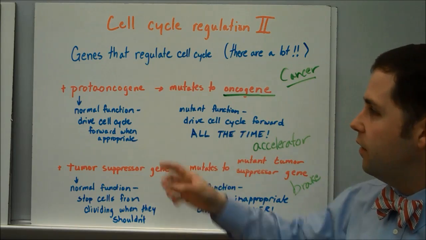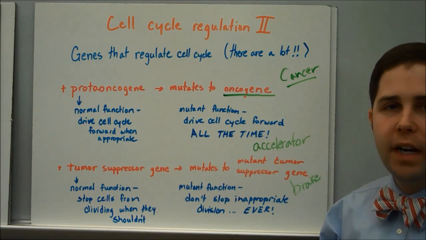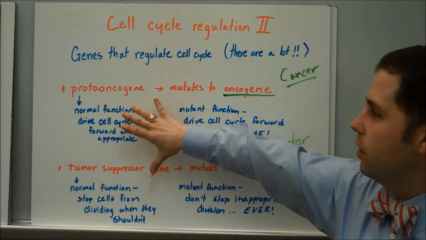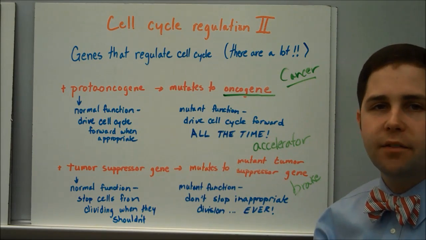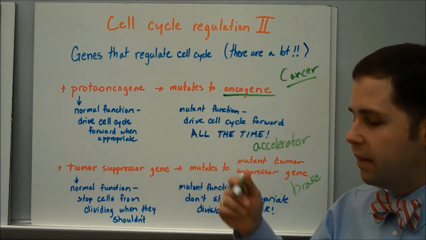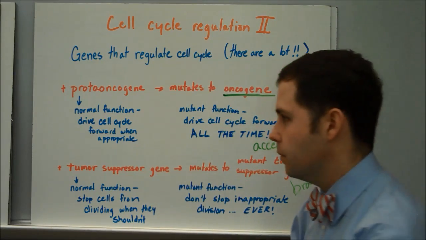So all of these functions are important for regulating the cell cycle, and the numbers of proto-oncogenes and tumor suppressor genes are growing every day. There are lots of different genes involved. These are just two big classes that they're divided into.